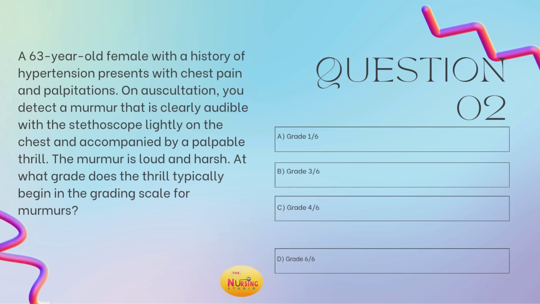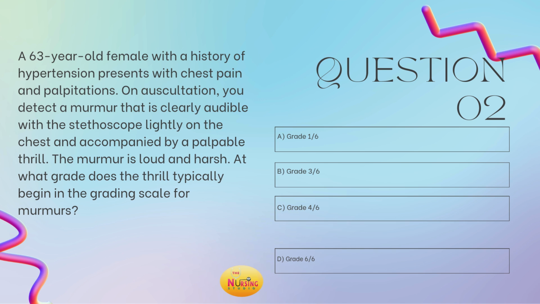Question number 2. A 63-year-old female with a history of hypertension presents with chest pain and palpitations. On auscultation, you detect a murmur that is clearly audible with the stethoscope lightly on the chest and accompanied by a palpable thrill. The murmur is loud and harsh. At what grade does the thrill typically begin in the grading scale for murmurs? Is it A, grade 1 of 6, B, grade 3 of 6, C, grade 4 of 6, or D, grade 6 of 6? Take a moment and tell me what you got in the comments.